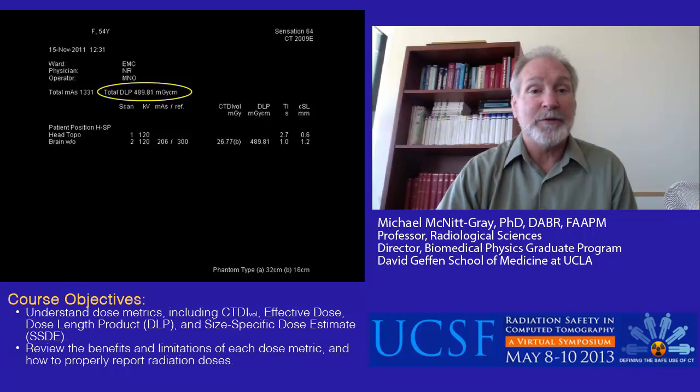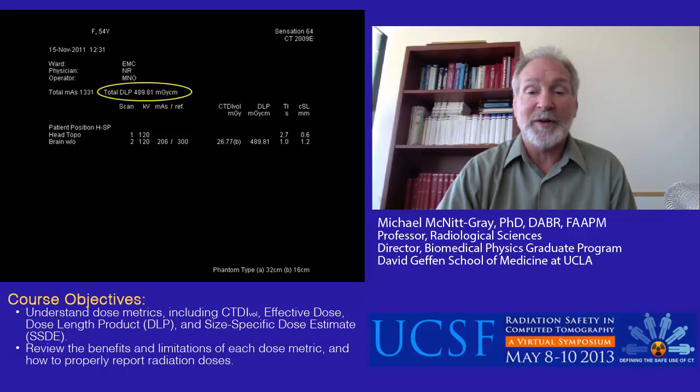Here's an example of a dose report. Highlighted in the yellow circle is the total dose length product of 489 milligray centimeters. If you look down a little bit below that, you can see on the left there's a description that says brain without. That's the kind of study that was performed. You can see the kV. This is from one of our Siemens scanners, so it reports the mAs and what we refer to as the quality reference mAs. Quality reference mAs is the setting. The 206 mAs is the actual average mAs across that scan for that head study.